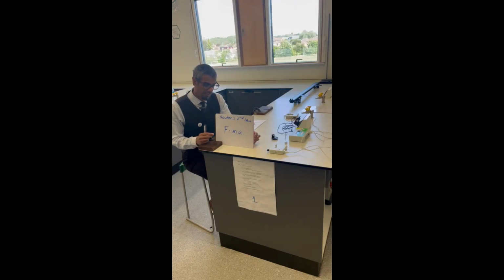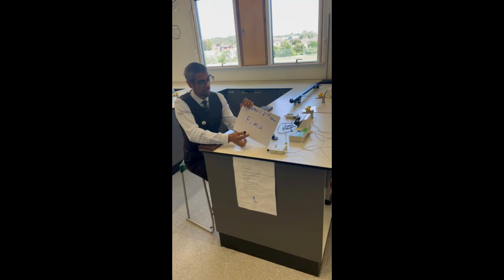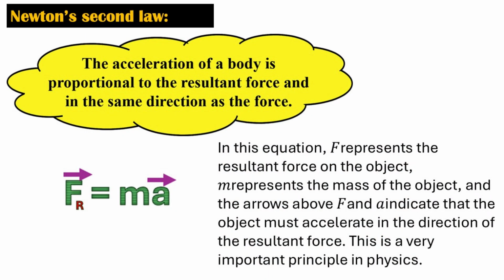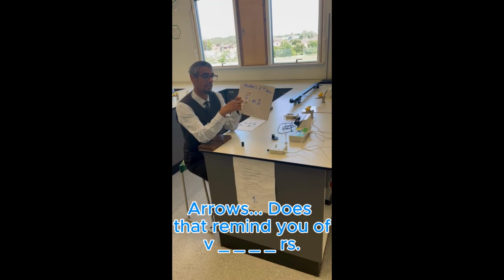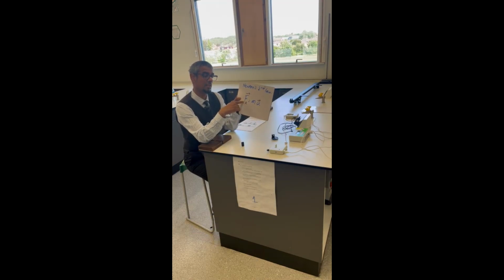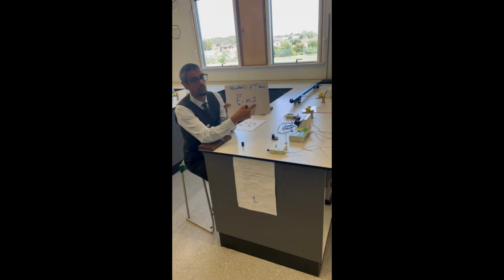Today we're going to investigate Newton's second law. At GCSE level, we normally write Newton's second law as F is equal to ma, but I'd like to add two things to it. I normally write a small letter r here to represent that this is the resultant force on an object. The other thing I do is put two arrows, and that implies that if the object has got a resultant force in a certain direction, the acceleration of the object will be in the same direction, and that is from Newton's second law.